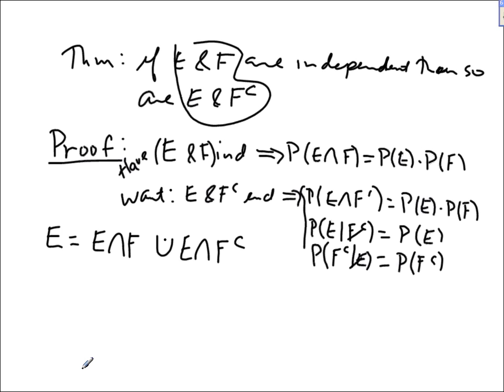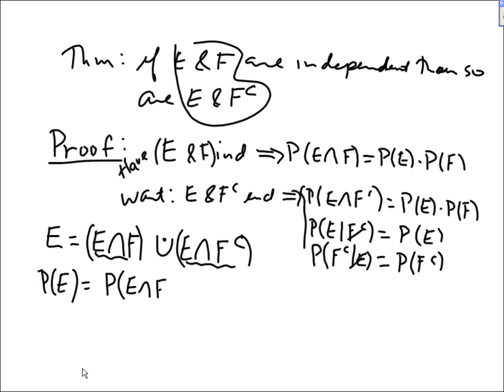I'm going to take the probability of both sides. The probability of E is equal to the probability of the right side. Since it's a disjoint union, this set and this set have nothing in common. To be in here, you have to be an F complement, that is, you can't be an F. And to be in here, you have to be an F. So I can just add them. It's P of E intersect F plus P of E intersect F complement.